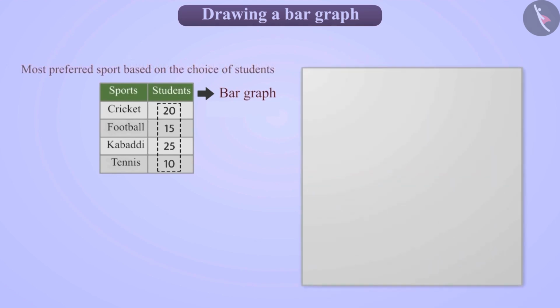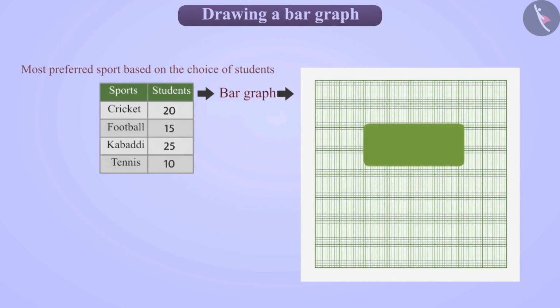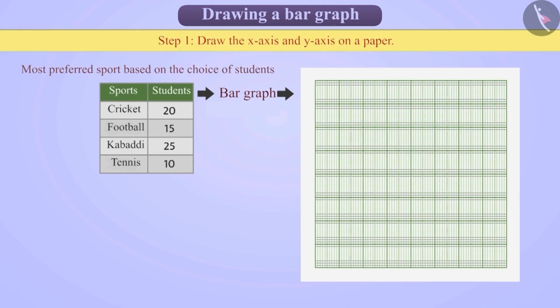Although we can draw bar graphs on blank paper, the use of graph paper makes it more convenient. Let us use graph paper. Step 1. On a piece of paper, draw two perpendicular lines where line OX is a horizontal line and line OY is a vertical line.